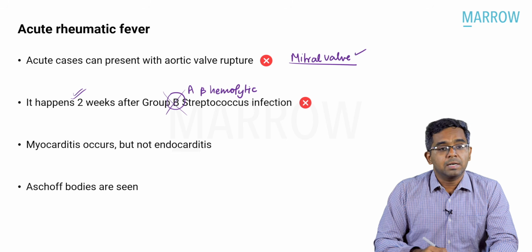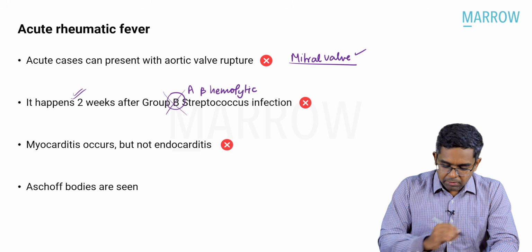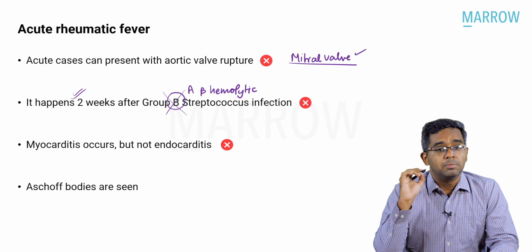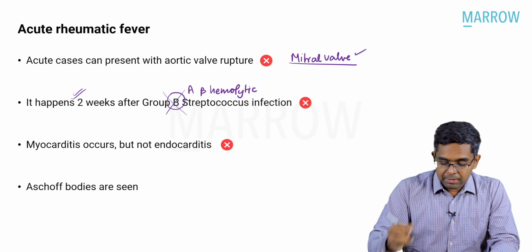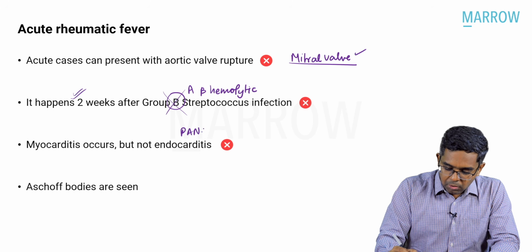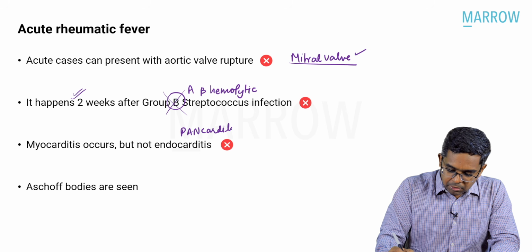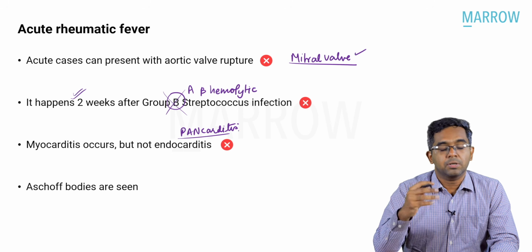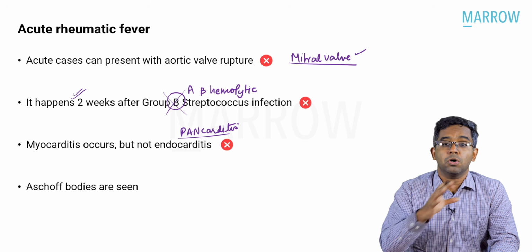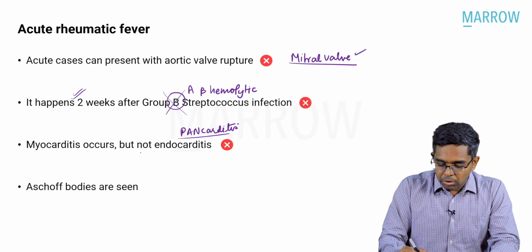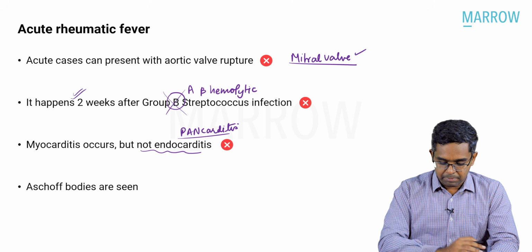Myocarditis occurs but not endocarditis. This is again a wrong statement because the rheumatic fever association with carditis is pancarditis, where all layers of the heart are affected. What are they? Myocarditis, endocarditis and pericarditis, right? All layers of the heart are affected. So not endocarditis is a wrong statement.